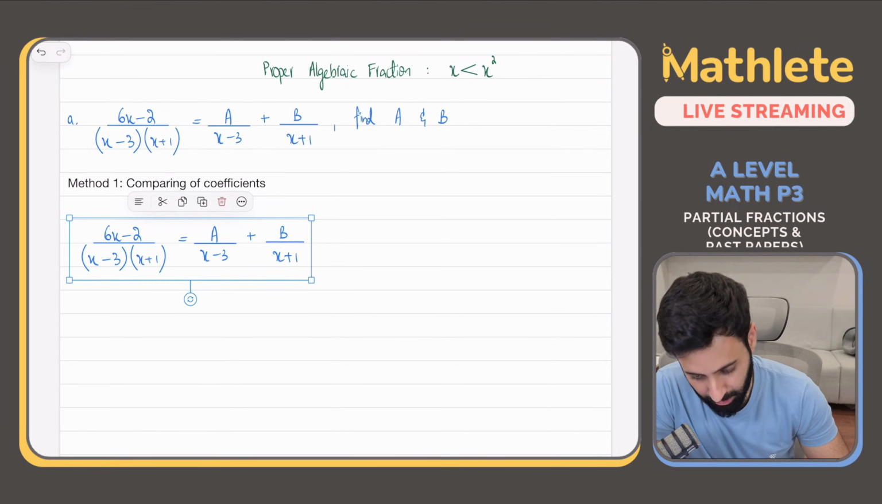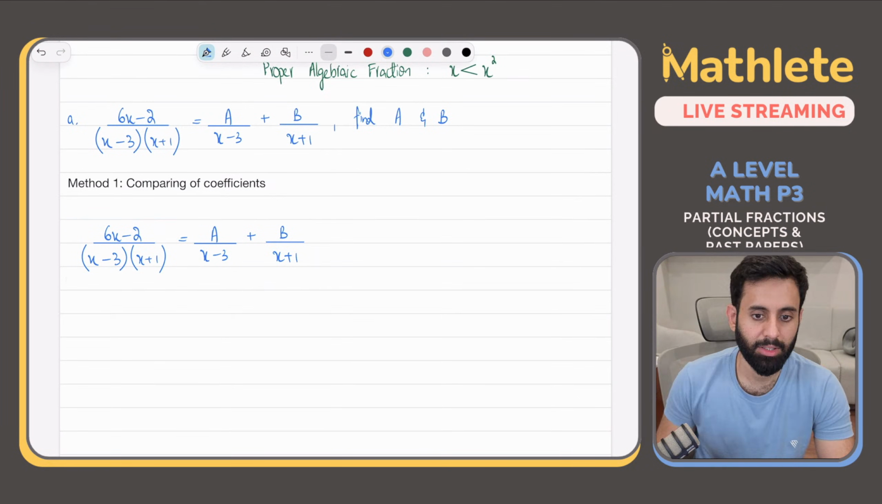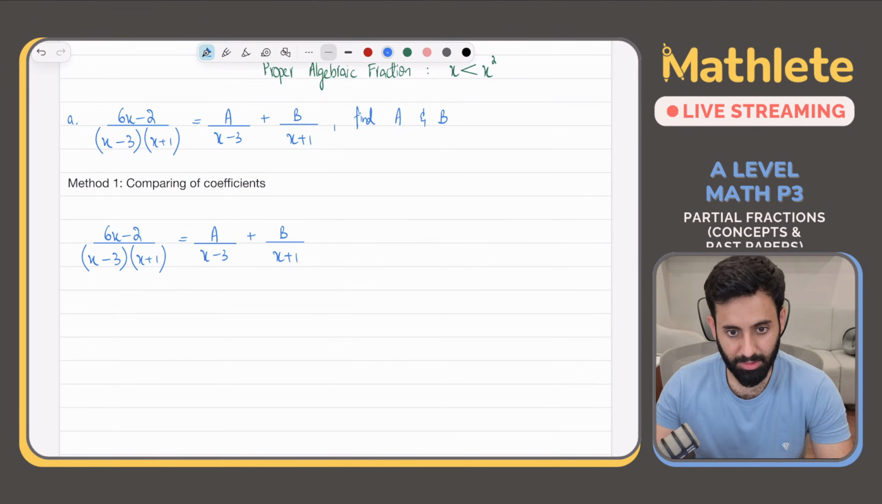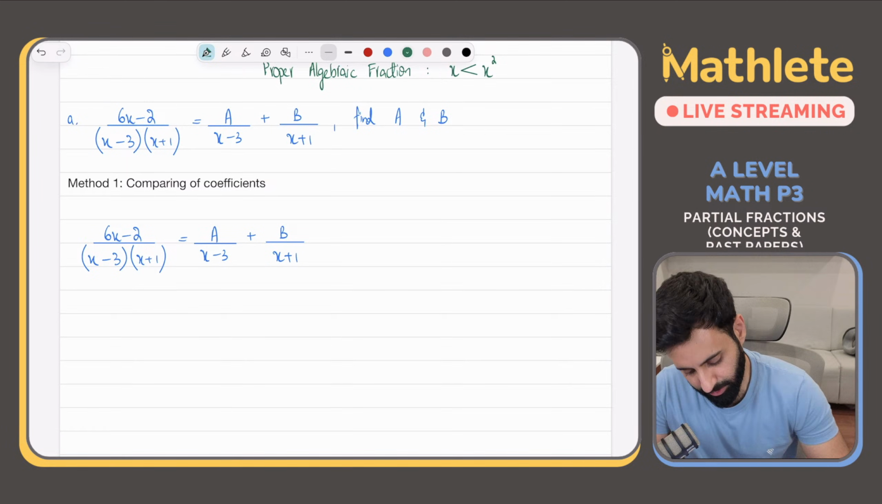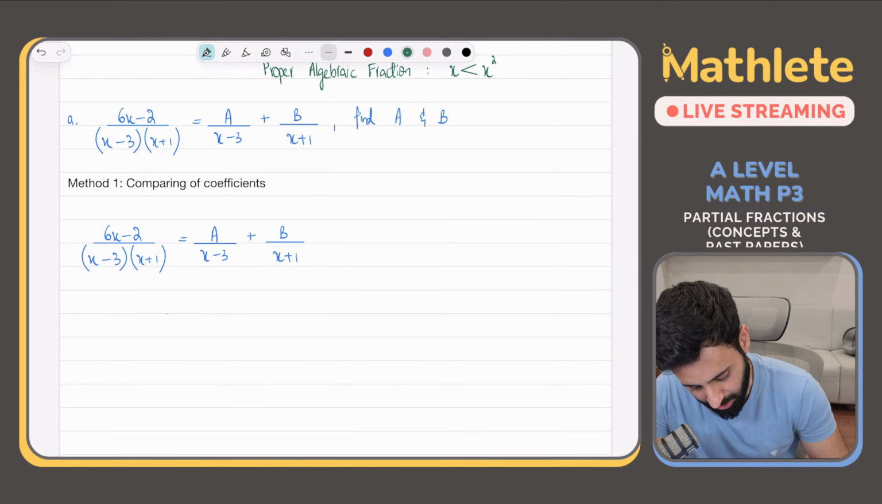Now there's practically nothing we can do with the left hand side, but as far as the right hand side is concerned, we can simplify it. So let's simplify the right hand side. When I simplify the right hand side, we'll have to take the LCM.